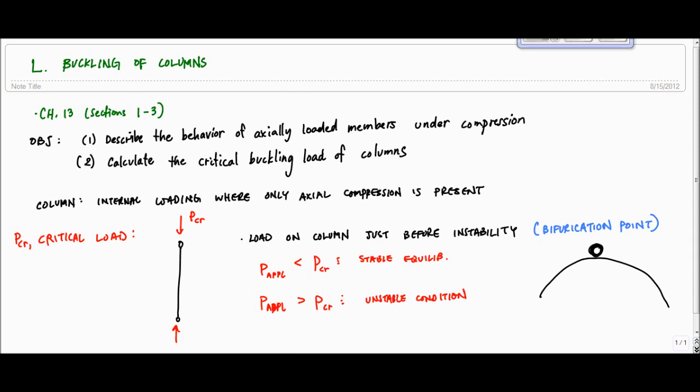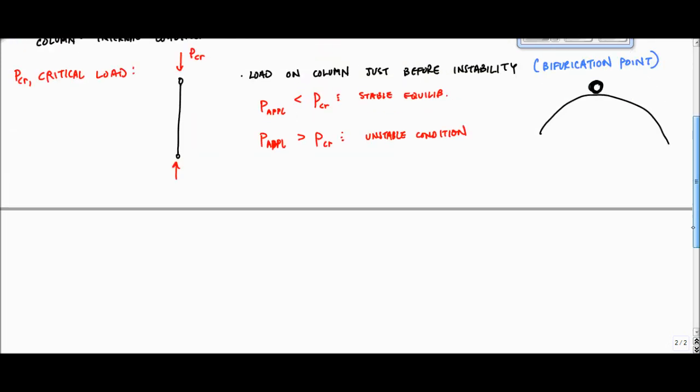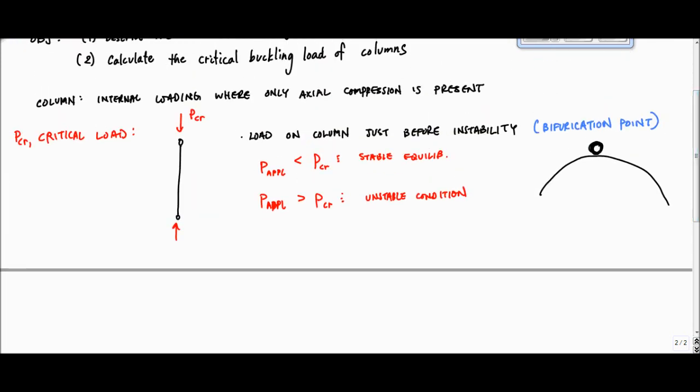Not geometric. Material properties, like what? What material properties do you think influence this buckling? The modulus of elasticity, absolutely. The stiffness. Okay? So here, we have this idea right now that this precritical load is some sort of function of geometry.